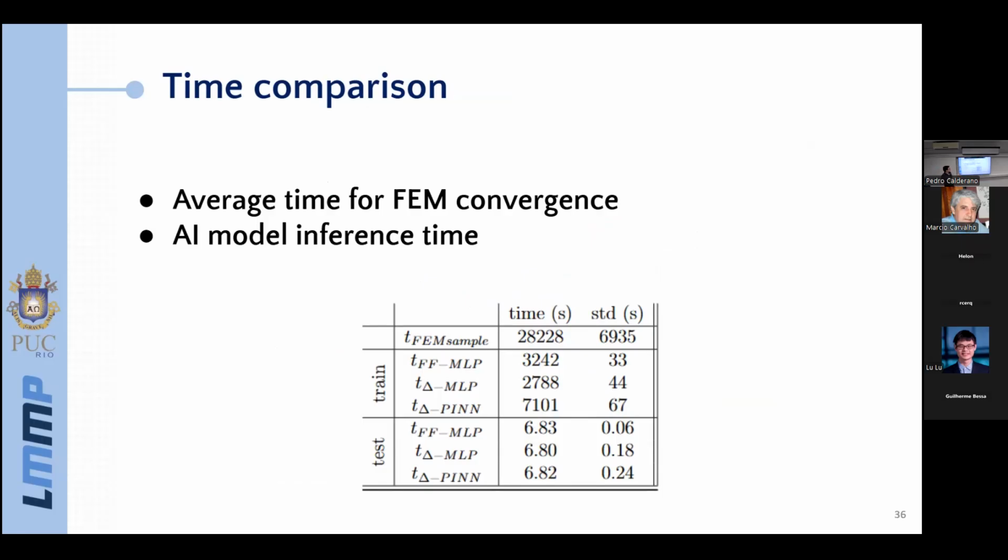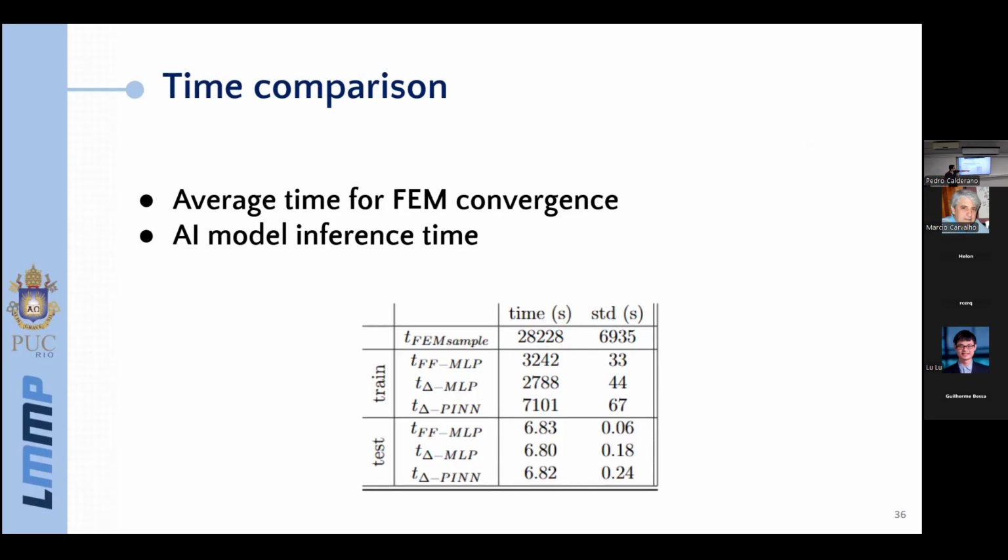So in terms of time comparison, well, the time that it took to generate a finite element method sample was over 28,000 seconds. That's over 7 hours. The testing time for the neural networks was the same for the 3 different neural networks. It was around 6.8 seconds, and that's expected since I used the same amount of neurons, the same architecture, and the same amount of hidden layers.